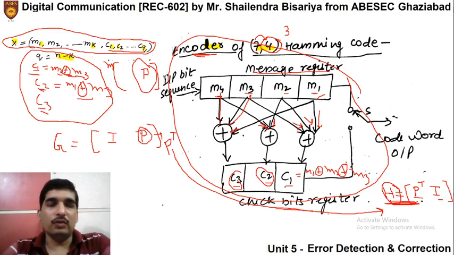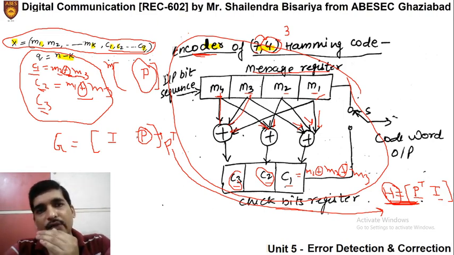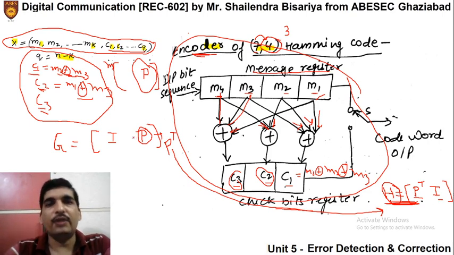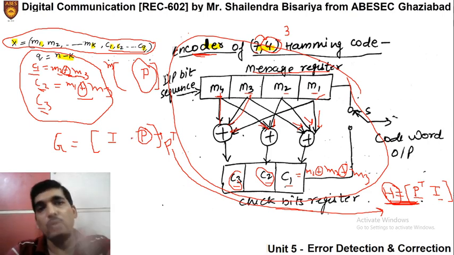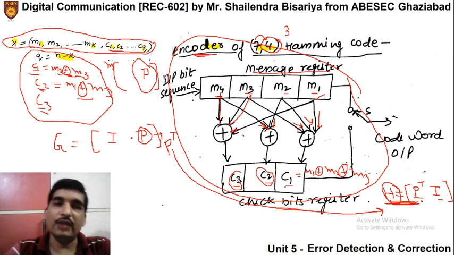Okay, so let us first do some numericals, keeping all these things in mind, to practice all the points which we have discussed till now. Then we will proceed further in the next class with the decoder. So let us take one example.